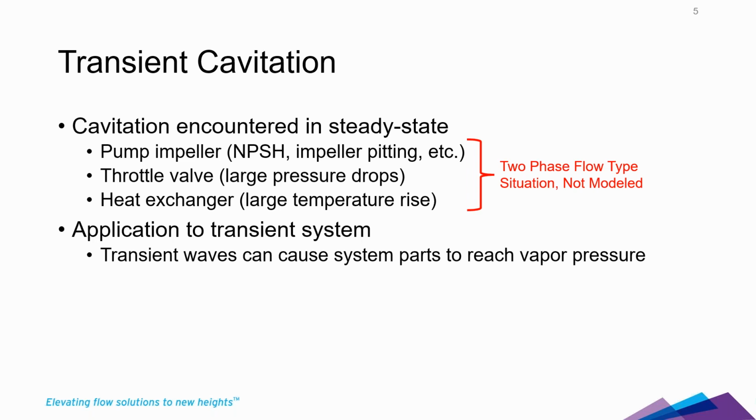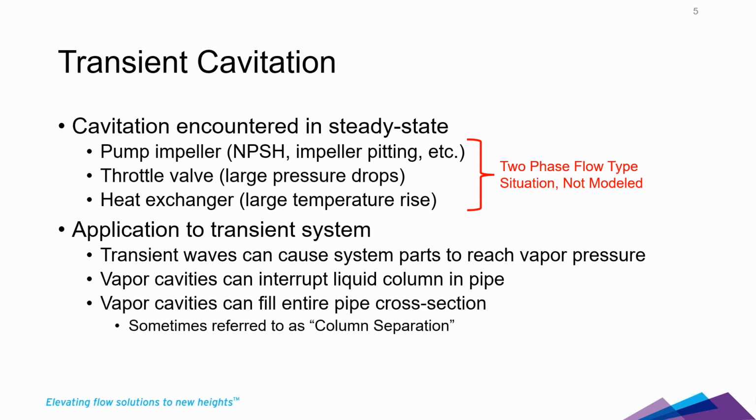And when those transient waves are causing areas of your system to reach the vapor pressure on a low pressure reflection, then that's where you're going to start cavitating. And when you have cavitation happening, then that can interrupt the liquid column in the piping. Sometimes this is called column separation. So if the cavitation grows so much where the vapor bubble fills up the entire cross section of the pipe, then that would be called column separation.